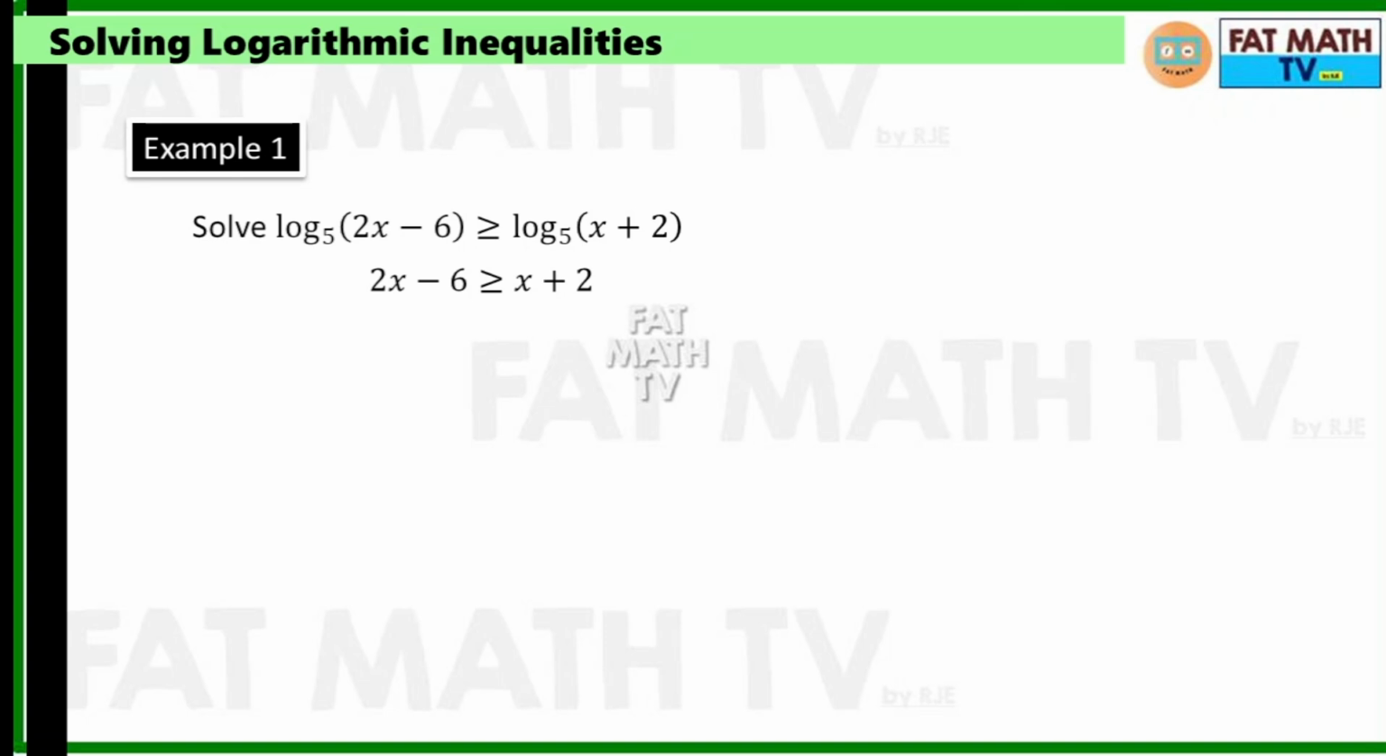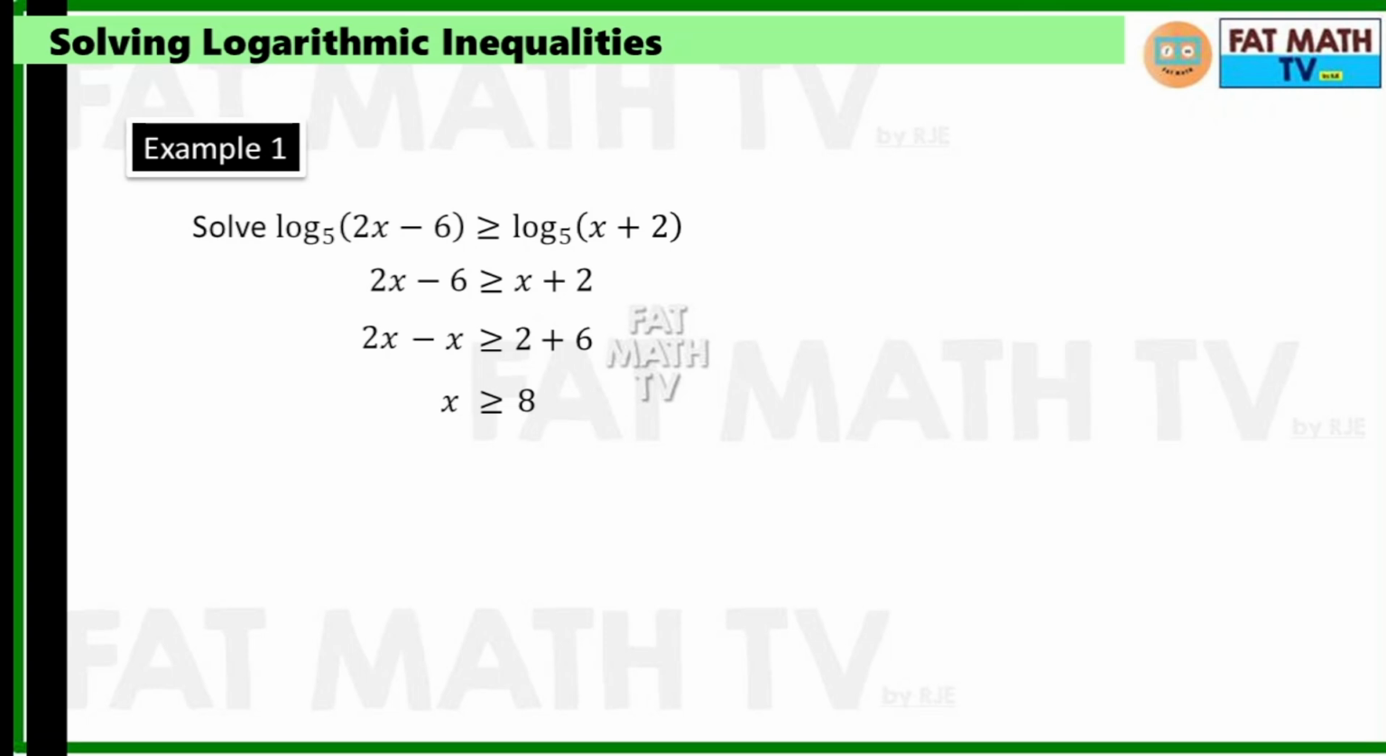This is a linear inequality. Put x to the left, that will be negative x. And then put negative 6 to the right, that will be positive 6. So we will have 2 plus 6 on the right. 2x minus x is x. And 2 plus 6 is 8. So x is greater than or equal to 8.